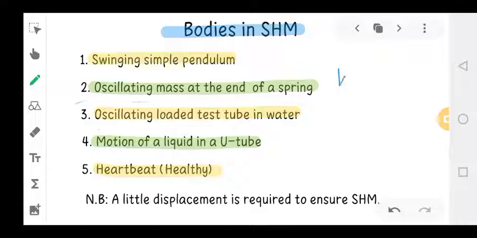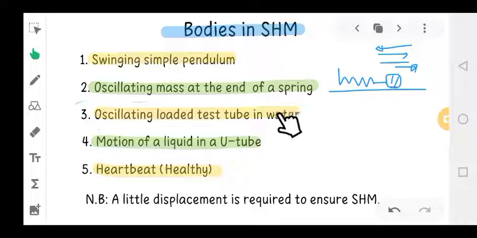We can have a spring system on a frictionless surface, a block attached to a spring. If it is given a little displacement, it will go in this direction, then it comes to this direction, then this direction again, going to and fro. So that is simple harmonic. Now, the third one, an oscillating loaded test tube in water.